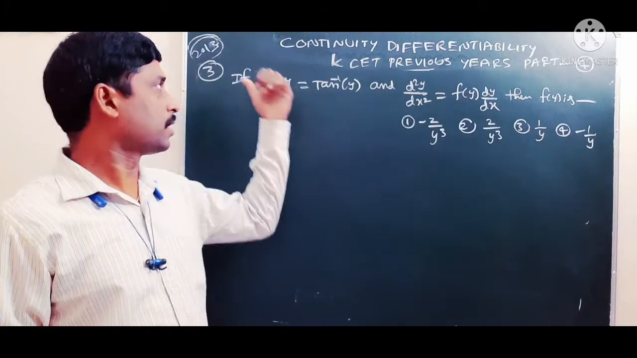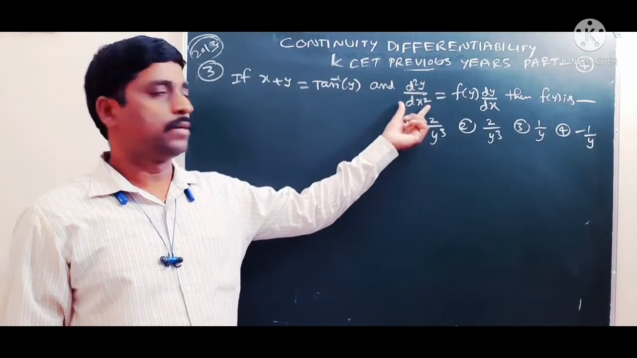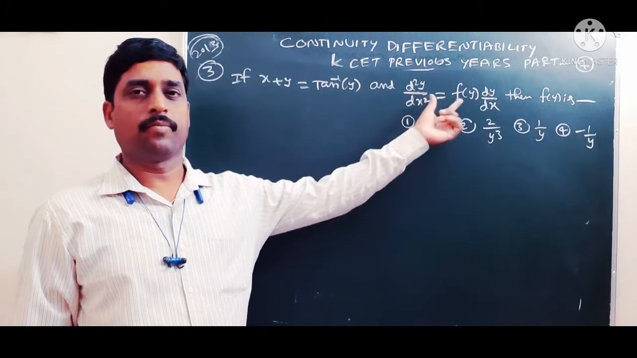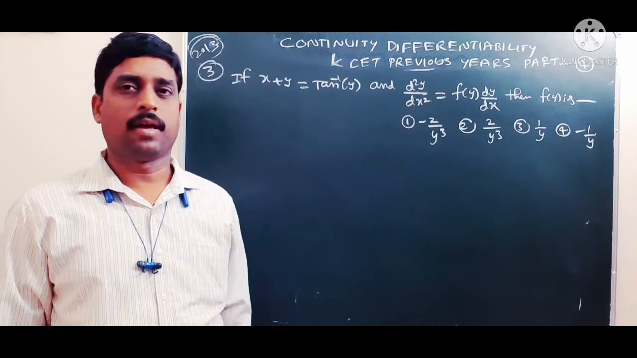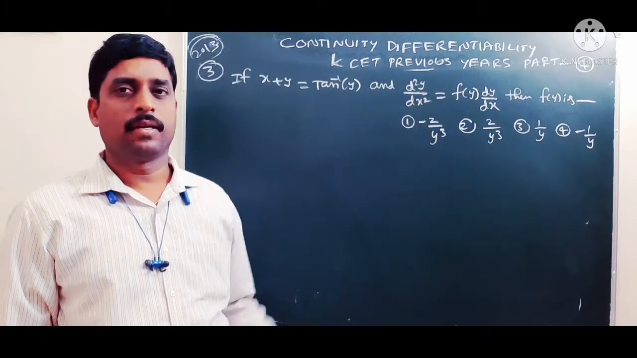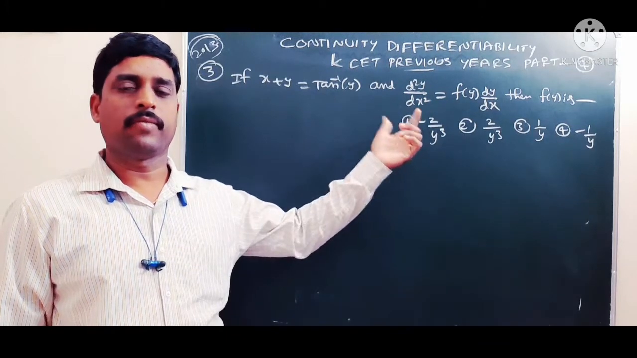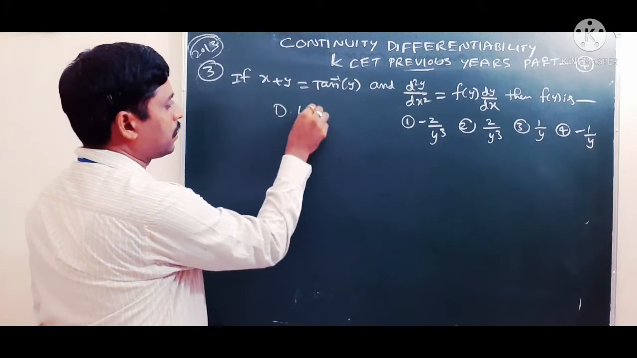This is from 2013. x plus y equal to tan inverse y, and d square y by dx square equal to f of y into dy by dx are given. Then we have to find f of y. So what is d square y by dx square? It is the derivative of dy by dx. Now applying derivative on both sides.